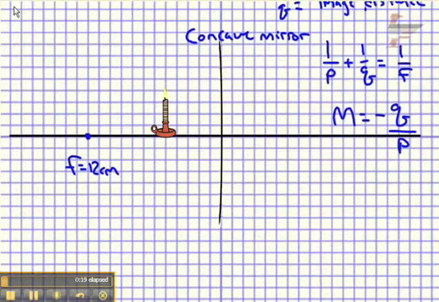for the real images. What we do is we still draw a ray. A ray coming in parallel to the principal axis is going to reflect off back through the focal point. Like this, okay.